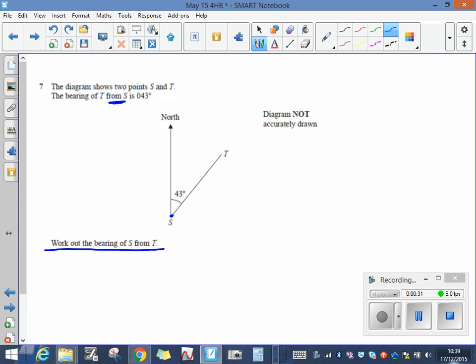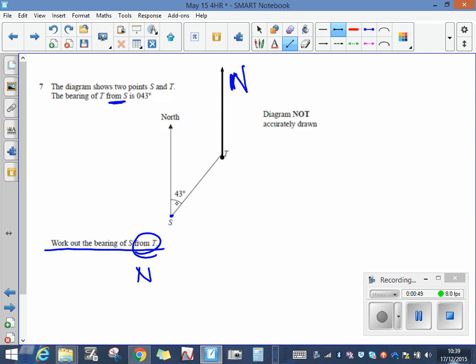Now what that means is we have to draw a north line at T, because the bearing is from T. That means that's where we need to draw our north line. So what I'm going to do is put in a north line here from T. Okay, so there we have a line that goes towards the north, and what we have to realize here is that it is absolutely parallel to this line over here. So we've got two parallel lines.